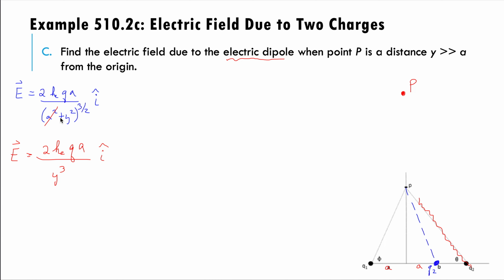So what's really interesting here is that when you're really far away from a dipole, at a certain distance, in this case it's called y, but usually the distance is called r, the dependence is on 1 over y cubed, rather than for a point charge, it's 1 over y squared. So we do see a significant change when we're looking at the field due to a dipole versus a point charge. So that's it for this example. I hope that it was useful.